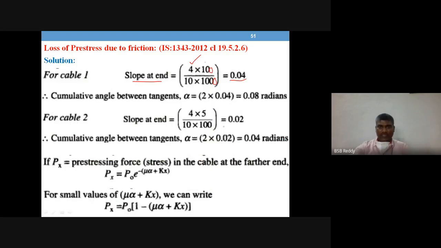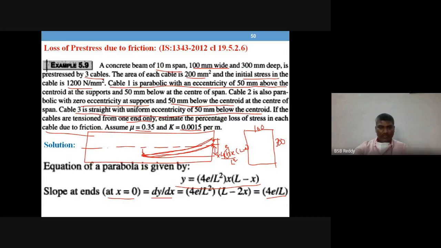4 times E is 100, L is 10 meters converted. And cumulative angle between tangents means it is to the center you have measured. Okay, the other half is having the same angle, so 2 times 0.04. So we measured only from center to the support, so the other end is also there.